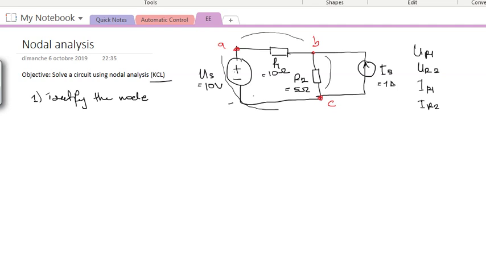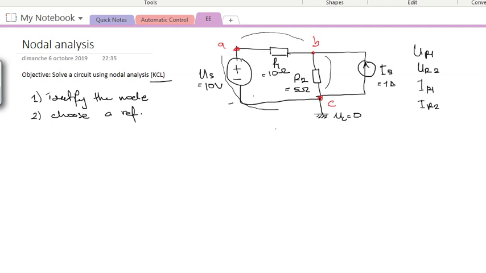Next, the second step is to choose a reference. What does it mean to choose a reference? It means you pick a node to become the ground. Let's say here I want to put the ground at node C. Putting the ground means you're making it a reference, where you consider the voltage at point C equal to 0, so that all other voltages, U at B or U at A, will always be referenced to point C.